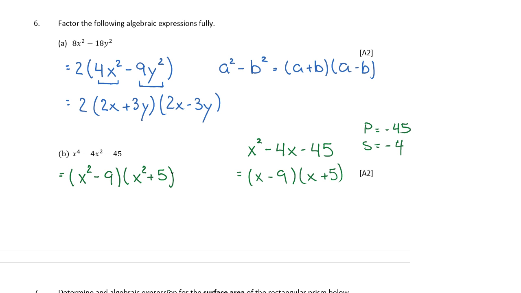But we're not going to stop here. This is where students often stop. What I notice is I have to go in and look at each of these binomials to check for a difference of squares. And in fact, x squared minus 9 factors to x plus 3, x minus 3. So I'm going to factor that. X squared plus 5 can't be factored any further, and I'm done. I hope that helped.